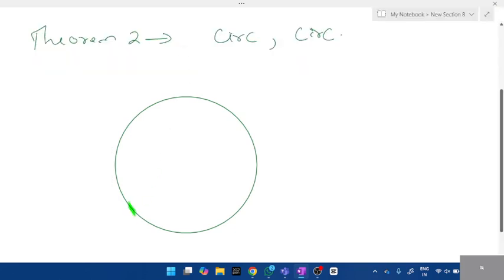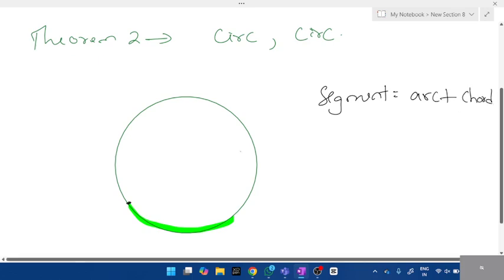Okay, let me take an arc like this and I'll draw a segment. What do you mean by segment? What forms a segment, students? Last class I explained. Arc plus chord, right? Remember this, arc plus chord. Let me draw a chord like this, which touches the circumference. Theorem 2 is circumference and circumference given.